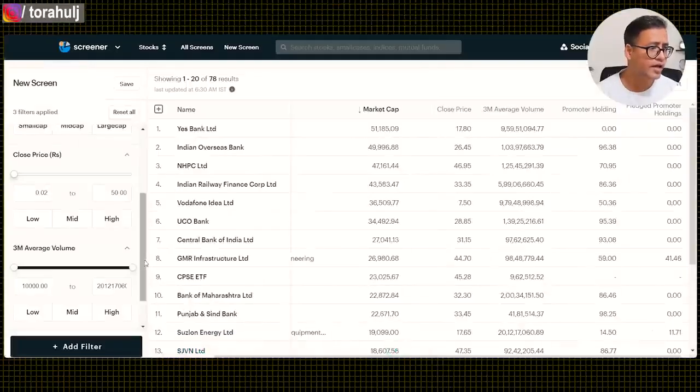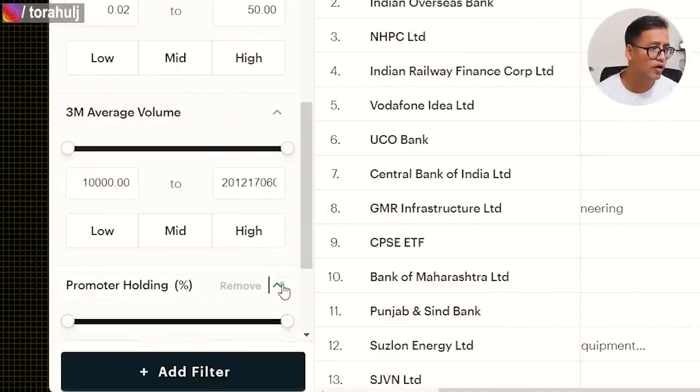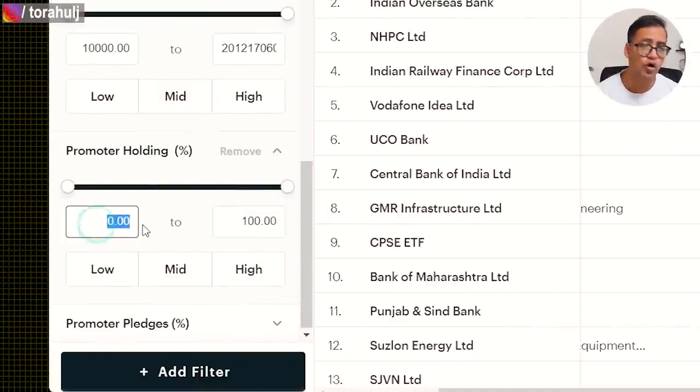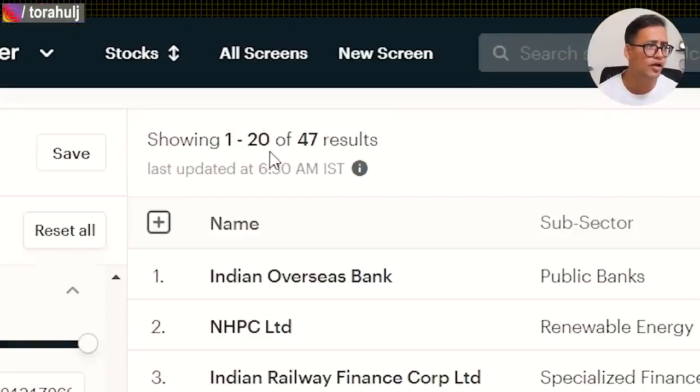So the first criteria is promoters holding. I will only select those companies or those stocks that have got promoters holding of at least 50%. Let us go ahead and add that here, 50%. That gives us roughly 47 companies.